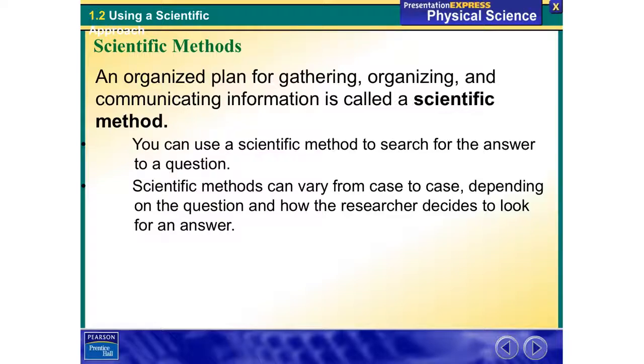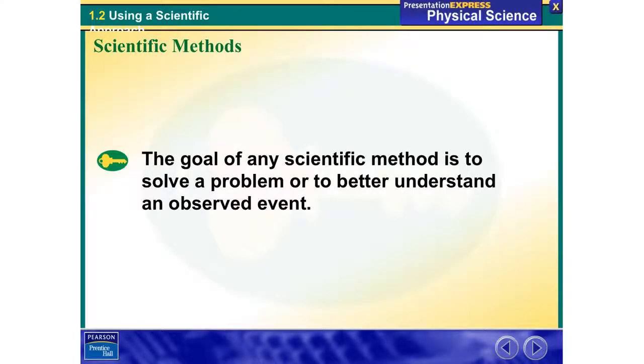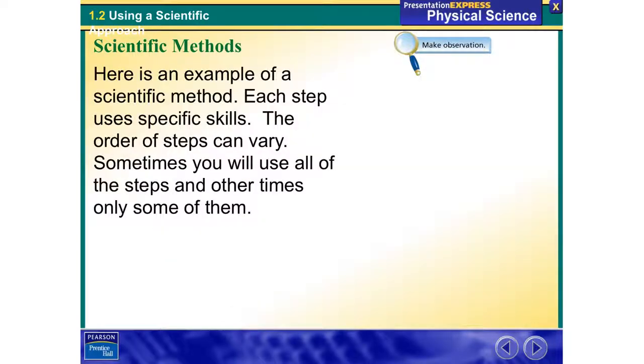An organized plan for gathering and organizing and communicating information is called a scientific method. You can use a scientific method to search for the answer to a question. Scientific methods can vary from case to case, depending on the question and how the researcher decides to look for an answer. The goal of any scientific method is to solve a problem or to better understand an observed event.